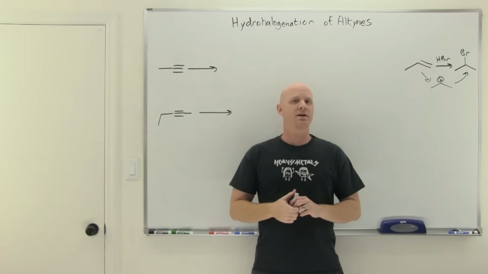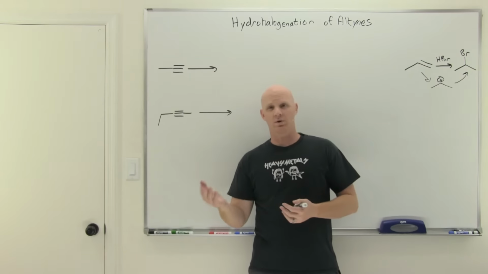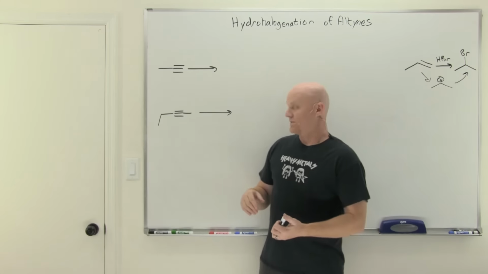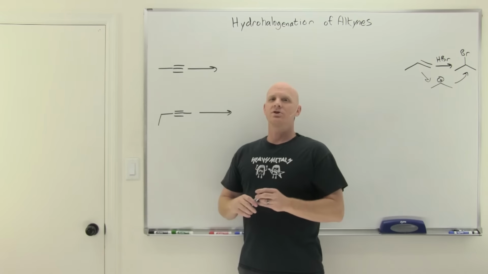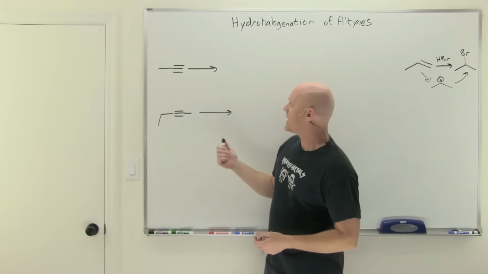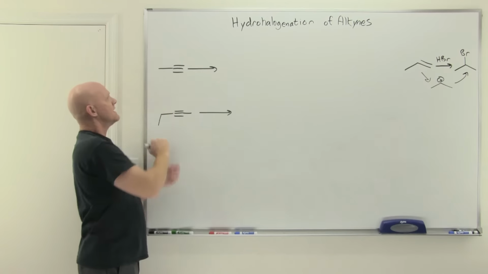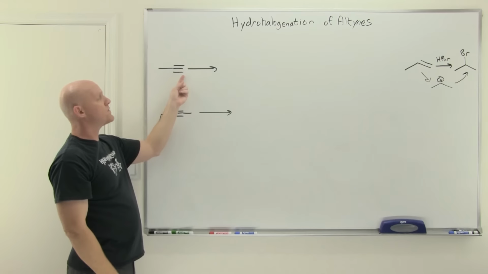Now with alkynes, we'll find out that we have the option to do this either once or twice, depending on if we add 1 equivalent or 2. It's still going to be Markovnikov addition, although the mechanism's a little more nebulous when it comes to alkynes. So in this case, if you look at this lovely terminal alkyne, the left side is more substituted than the right-hand side.